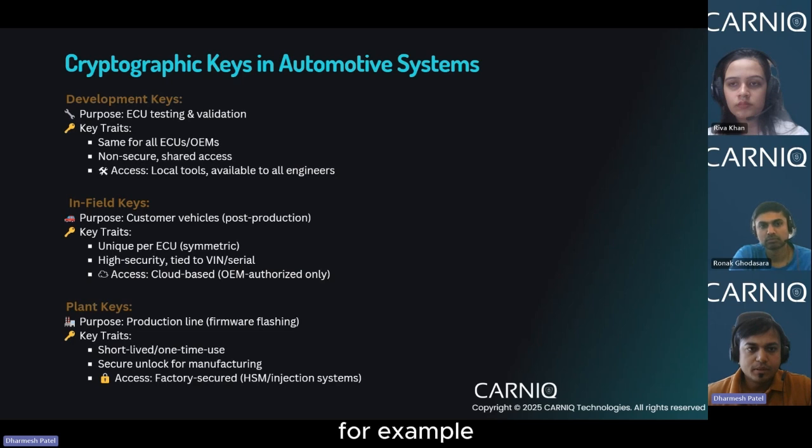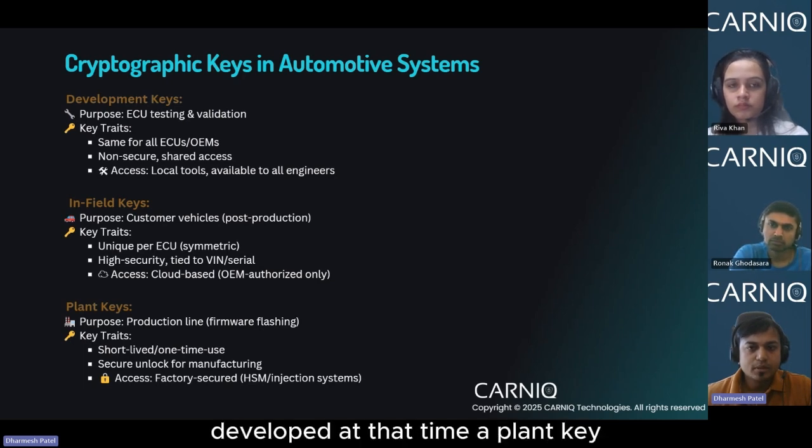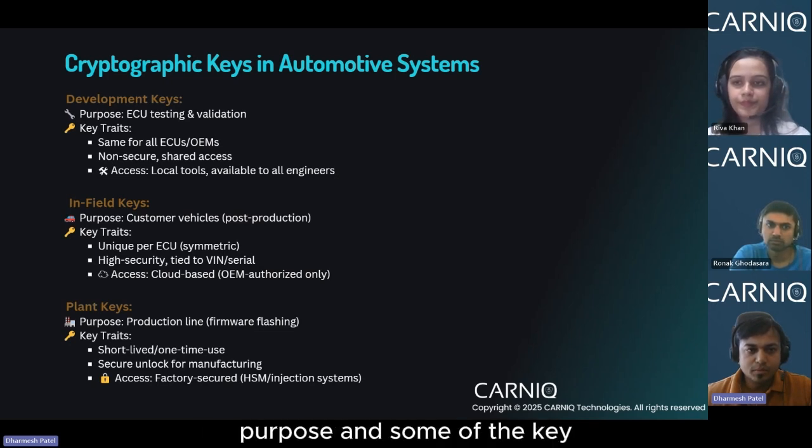So for example, when an infotainment system from any OEM is getting developed, at that time, a plant key unlocks the ECU for firmware injection and then permanently locks it for security purposes.